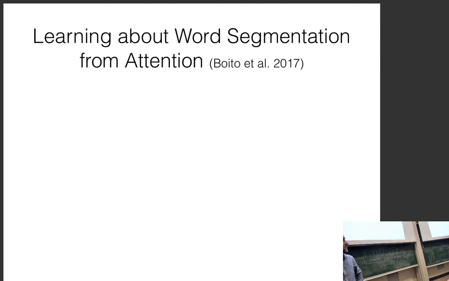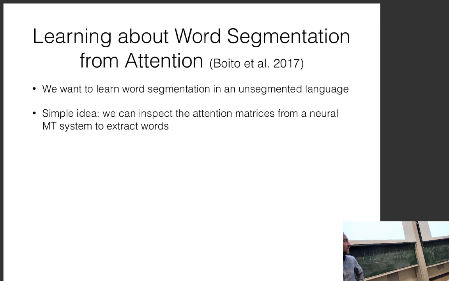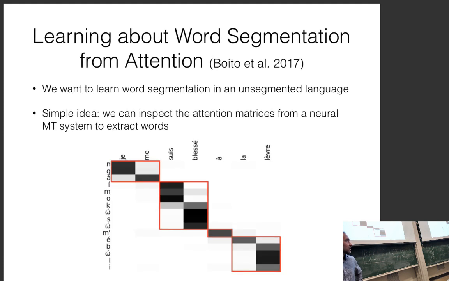So this is another example of how you can use attention that I thought was kind of clever. This is work on very low resource languages. And the idea is that we can take an MT system and run it over character-based input. And the attention that the MT system uses can be used to essentially segment words into meaningful units.